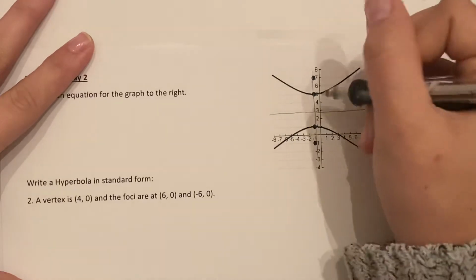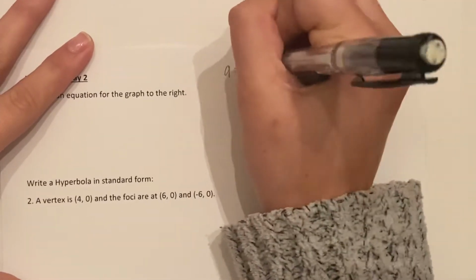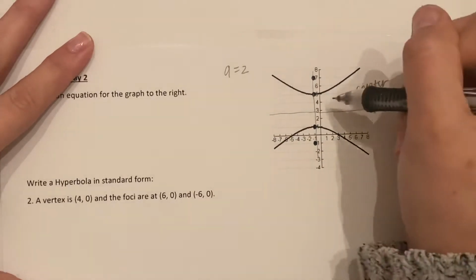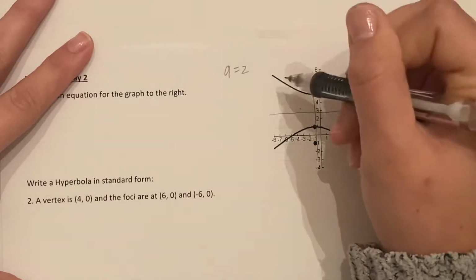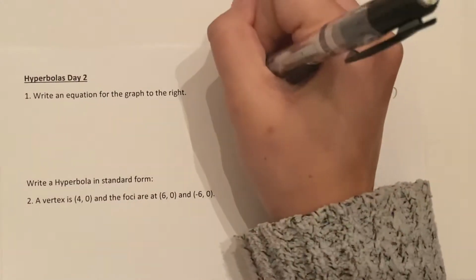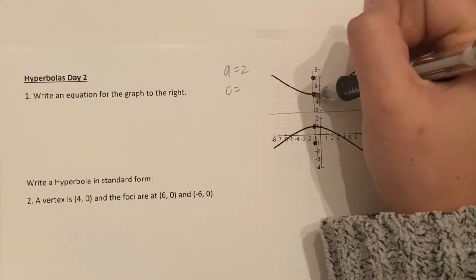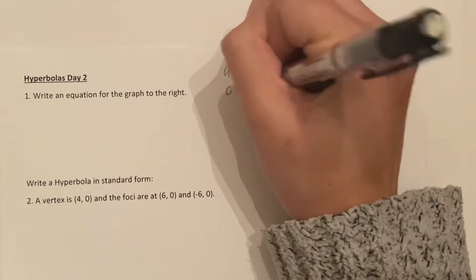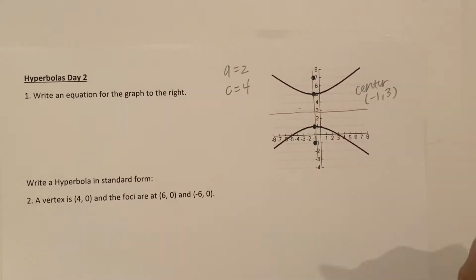Now the distance up here is 2. So A is 2. Now we can't count the distance left or right because we don't know where that imaginary box stops, but we are given the foci, and the foci will give us C. So let's count to the foci: 2, 3, 4. So C is 4. And now we can use this to solve for B.